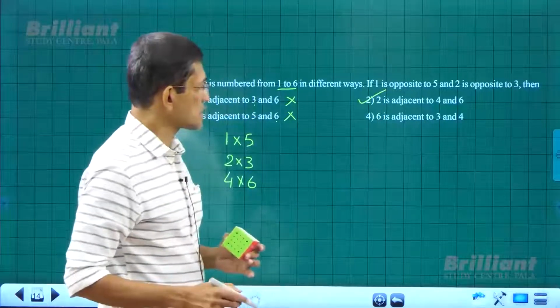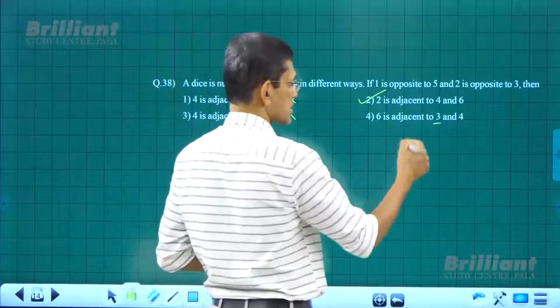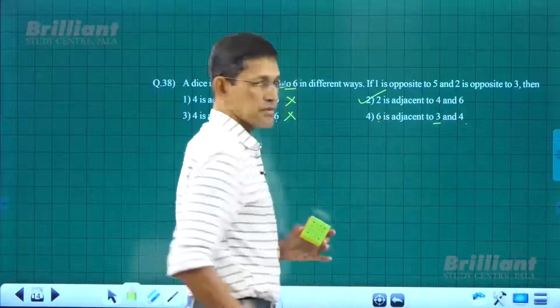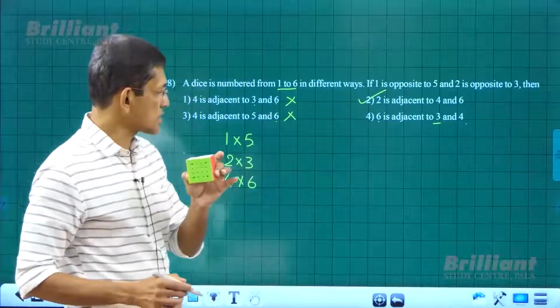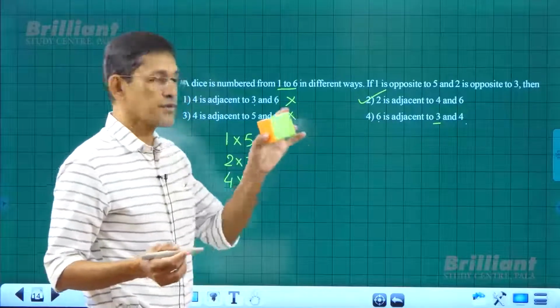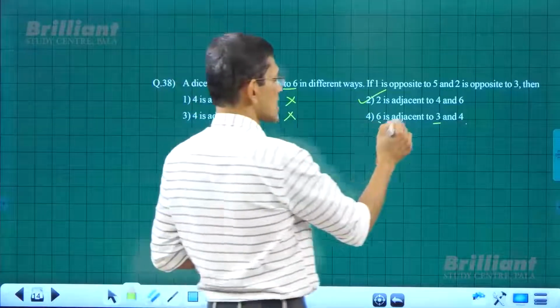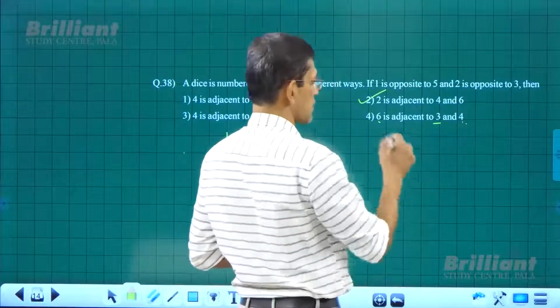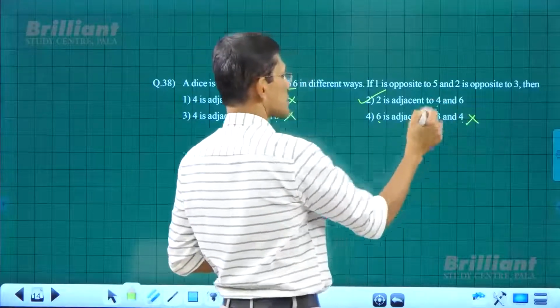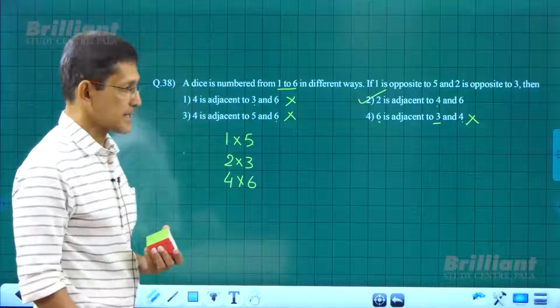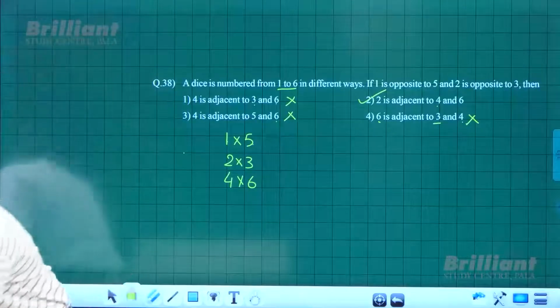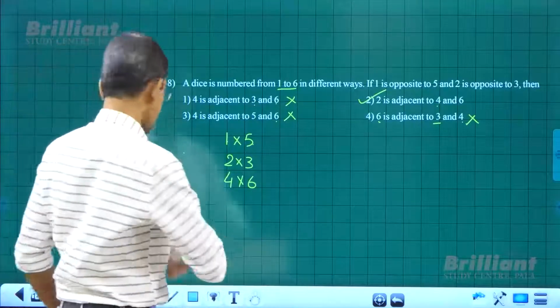Then 6 is adjacent to 3 and 4. Well, 6 can be adjacent to 3, but 6 cannot be adjacent to 4, because 3 and 6 are adjacent fine, but 6 and 4 are opposite. So 4 and 6, they are opposite, so 6 cannot be adjacent to 4. So that doesn't work. So the only possibility is 2 is adjacent to 4 and 6. Next one.